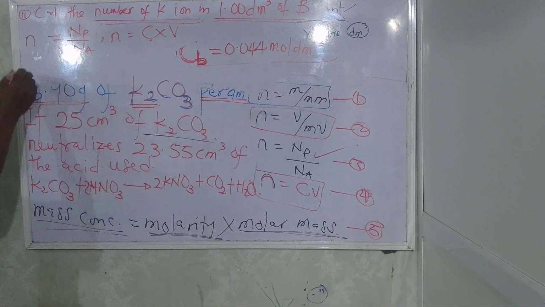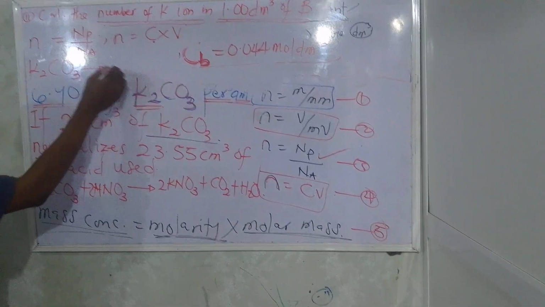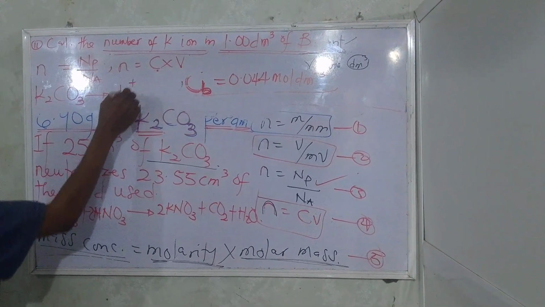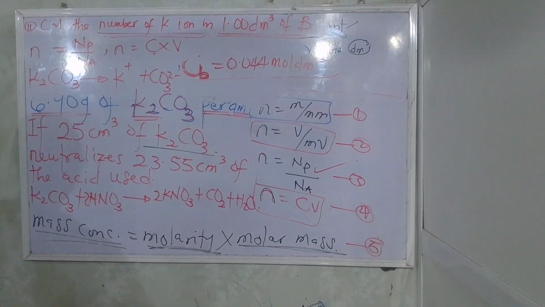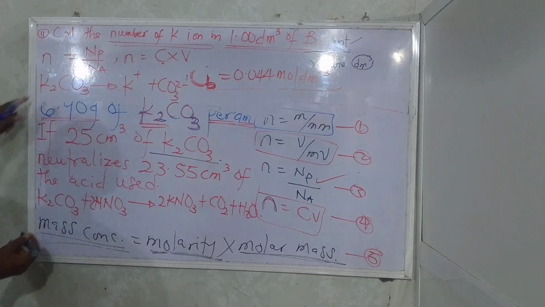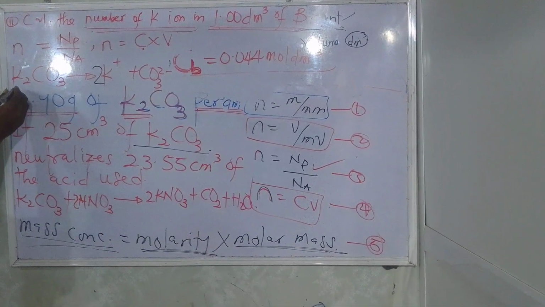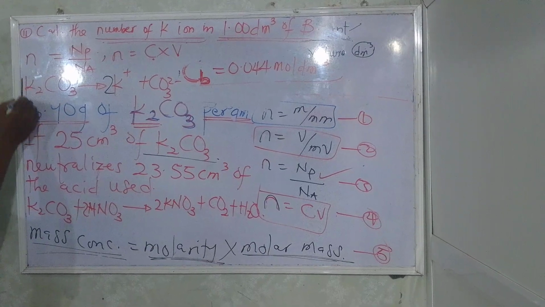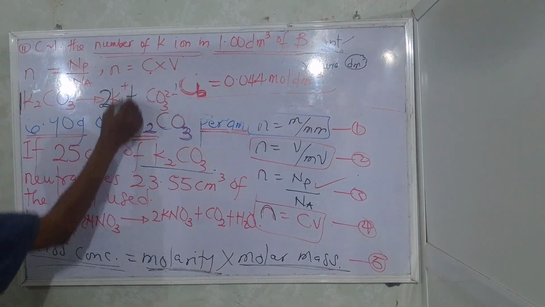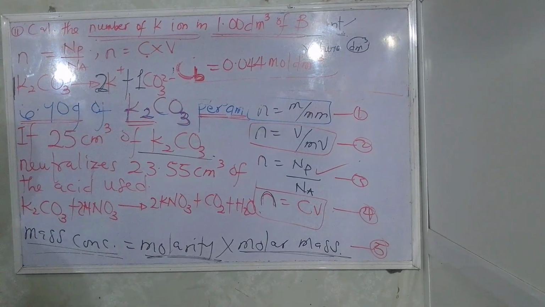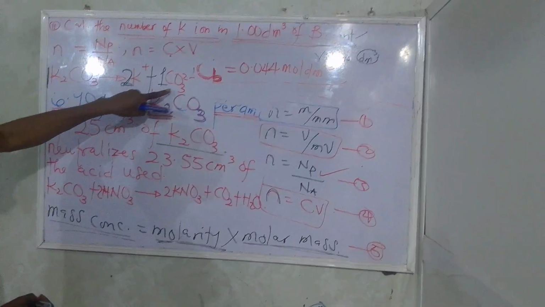Let's ionize K2CO3. How do we ionize it? 2K plus and CO3 2 minus, right? But how many K do we have here? We have 2. So that means that whatever concentration we have here, look at what is here is 1, what is here is 2, and what is also here is 1.